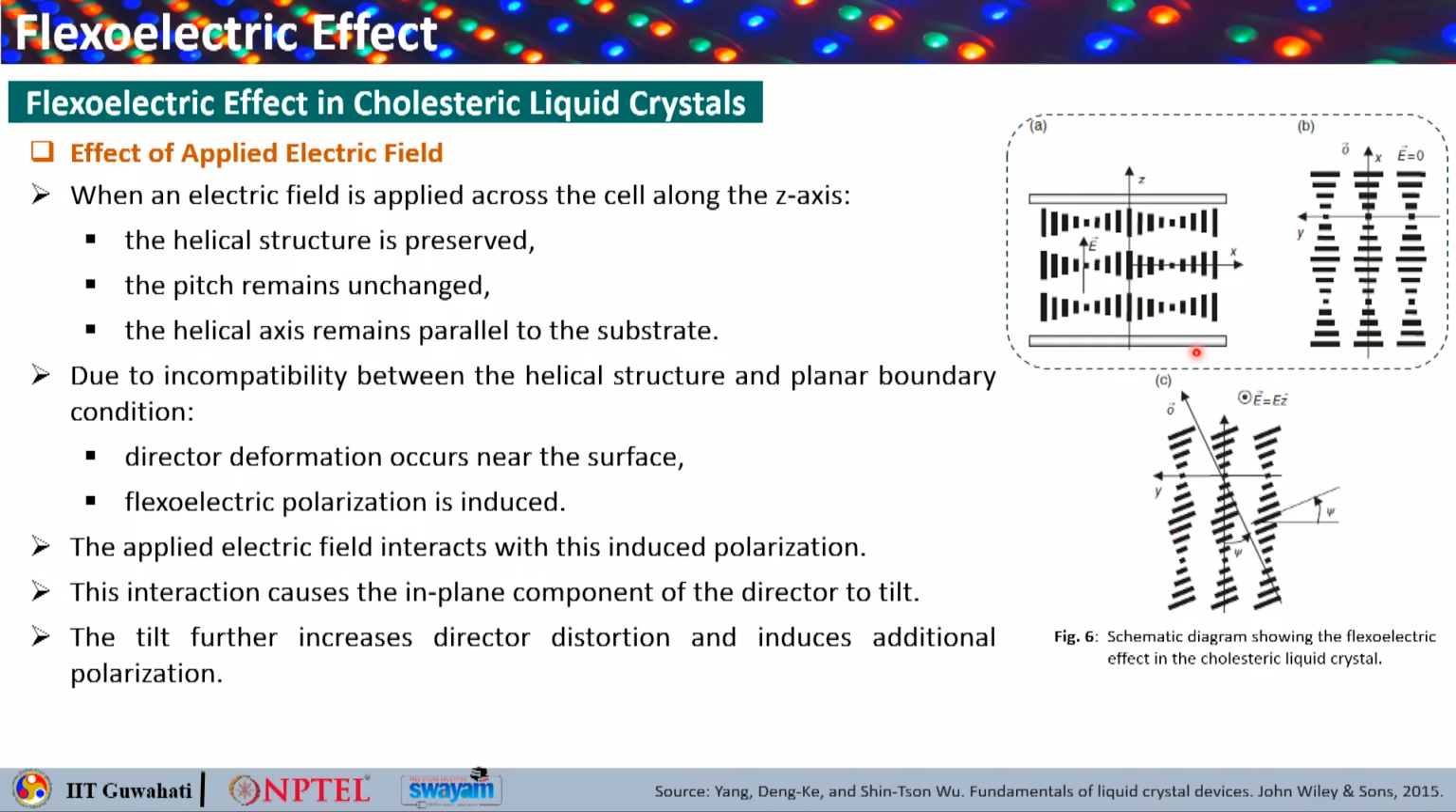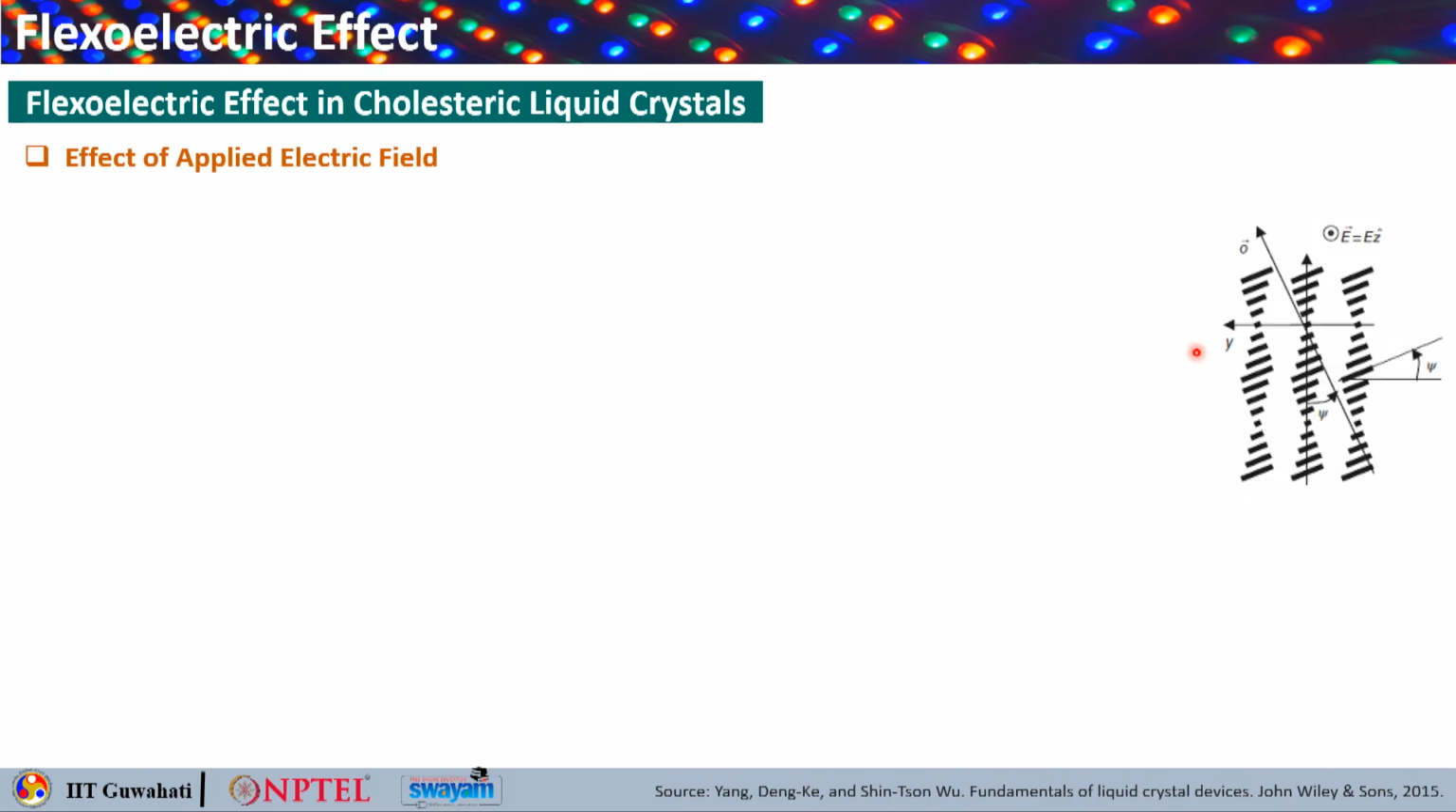So it started from this incompatibility of the helical structure with the planar boundary condition, and then the director deformation happens near the surface, and because of that flexoelectric polarization is induced. The applied electric field interacts with that induced polarization, and this interaction tilts the in-plane component of the director. That tilt further increases the director distortion, and that induces additional polarization. So the effect gets amplified like that.